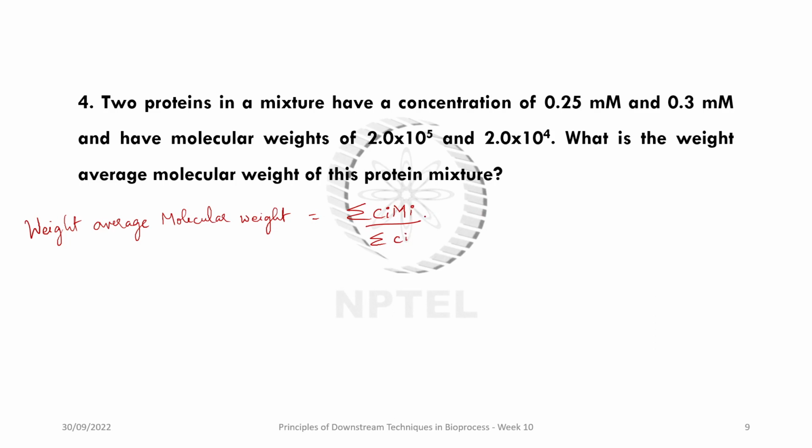Summation of all concentration multiplied by molecular weight, divided by the sum of all concentrations. So here it would be C1M1 plus C2M2 divided by C1 plus C2. So I've saved you some time, and the formula is right here.